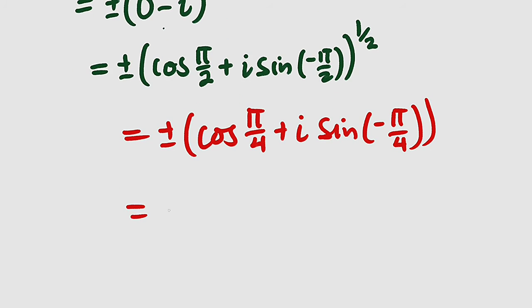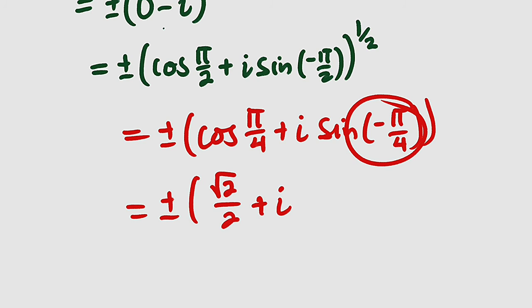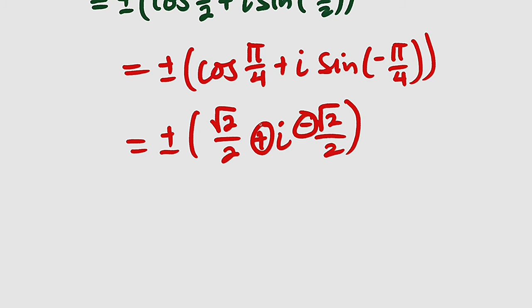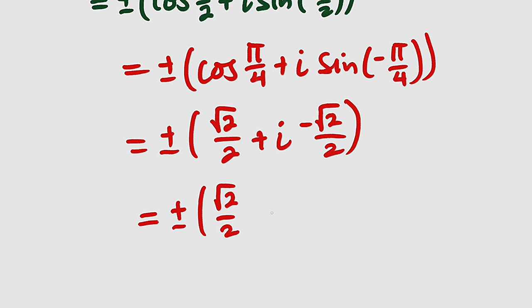And let's simplify. This is equal to plus or minus, cosine of pi divided by 4 is nothing but root 2 divided by 2, then plus i. Sine of negative pi divided by 4 is what? Negative root 2 divided by 2. And I can simplify it because we have negative positive, it will become negative. So this is equal to plus or minus square root of 2 divided by 2 minus root 2 divided by 2 i. This is the second solution.